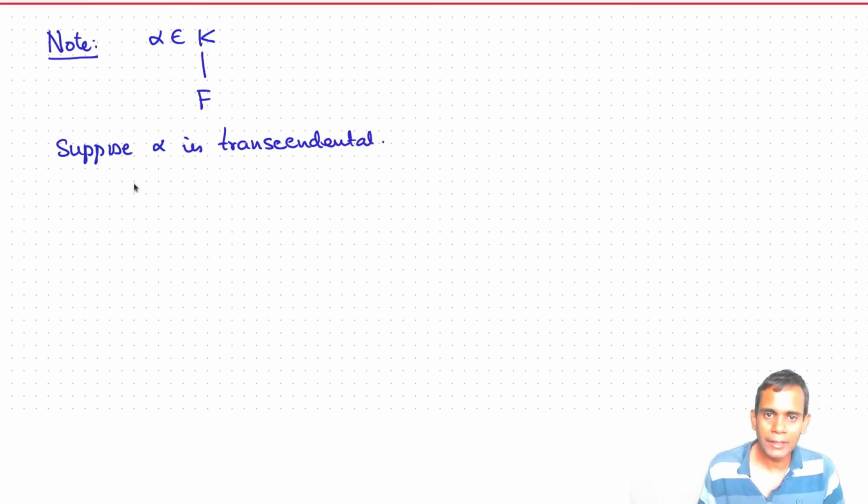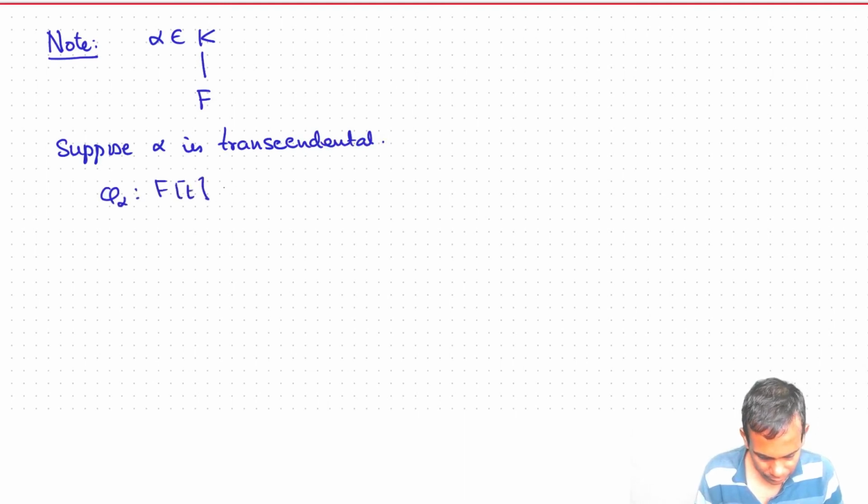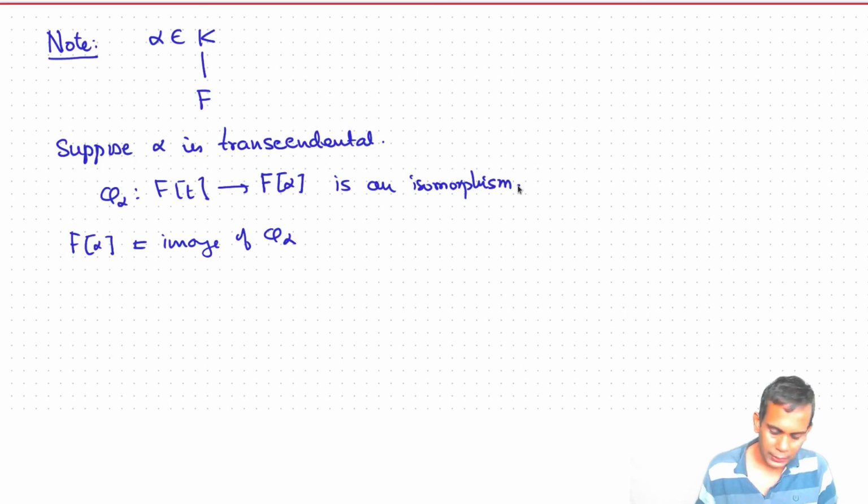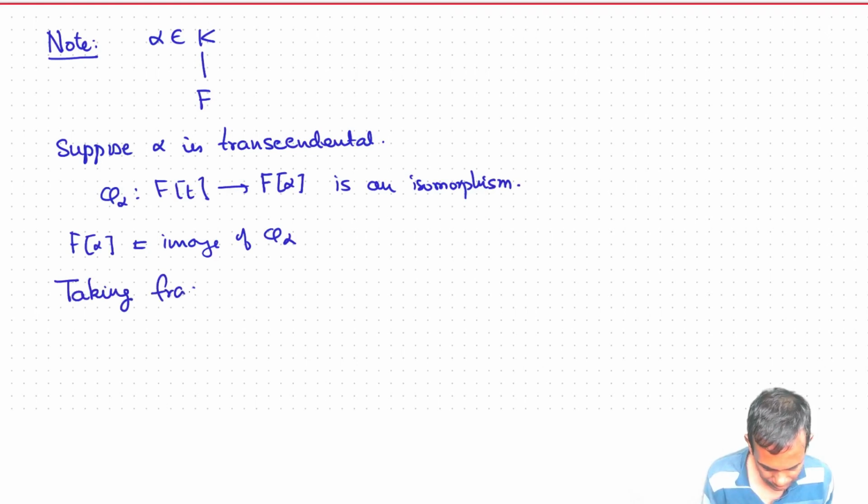Then we know by definition of transcendence that phi alpha from F[t] to K is injective. And in fact, if we define the image to again be F[alpha], then this is an isomorphism. And so taking fraction fields, F(t) is actually isomorphic to F(alpha).